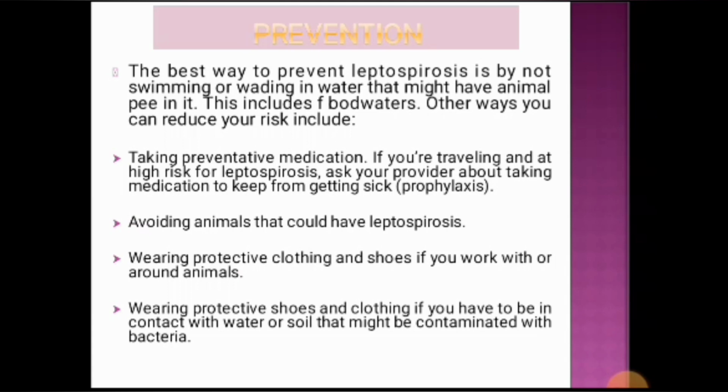So what is the prevention and control? The best way to prevent leptospirosis is by not swimming or wading in water that might have animal pee in it. This includes flood waters, because flood water is mixed with different kinds of water and different polluted things. Other ways you can reduce your risk include taking preventive medication if you are traveling and at high risk of leptospirosis. Ask your provider about taking medication to keep from getting sick.